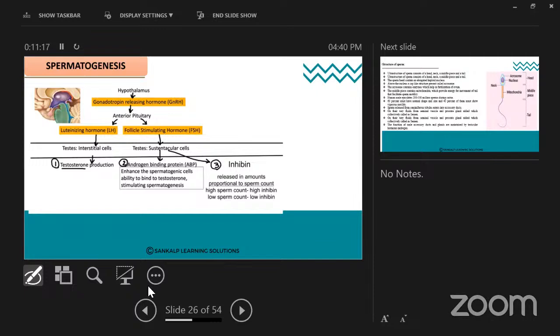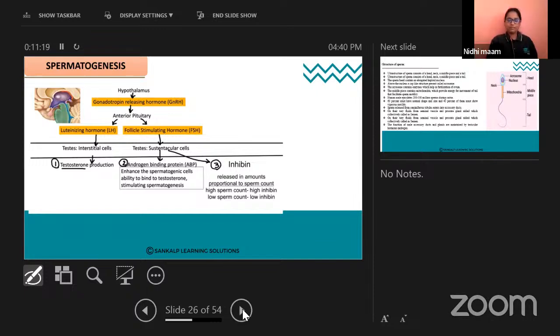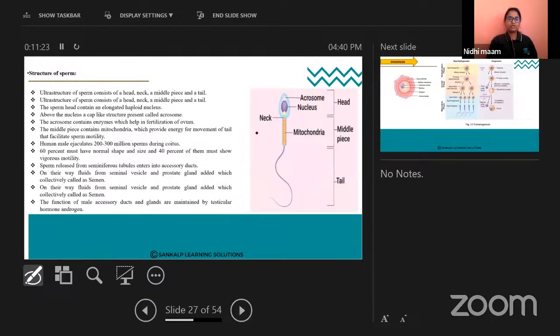Okay. Now, this is also a very important concept. Next, we will be studying the structure of a sperm. When you study the structure of a sperm, it has a head, neck, middle piece and tail. So this is the head and this is the neck region. This is the middle piece and this is the tail. Neck and this region are called the middle piece. This region is called the head and this region is called the tail. The sperm head contains an elongated haploid nucleus.